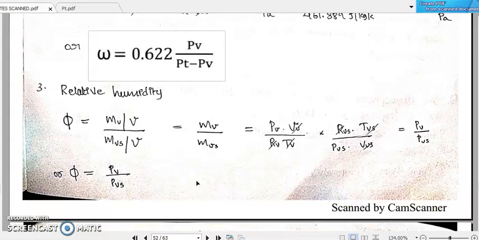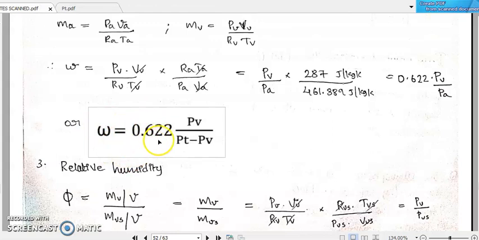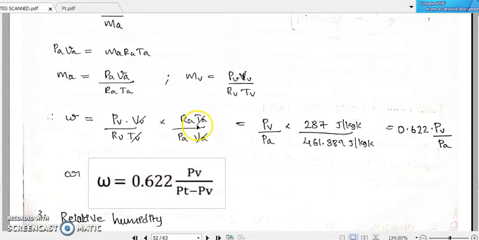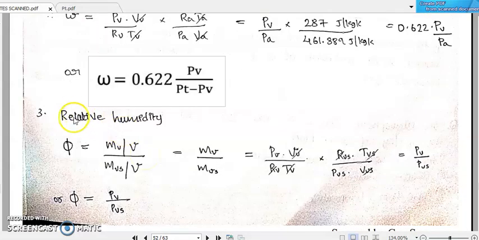Now let us try to give a mathematical form to our relative humidity. How did we define relative humidity? Contrary to specific humidity, or humidity ratio, which was defined with respect to unit mass of dry air, our relative humidity phi is defined with respect to unit volume of dry air.